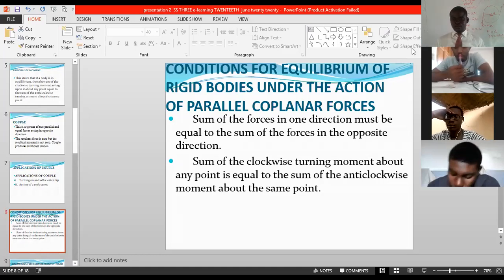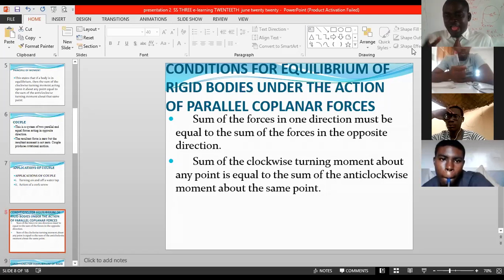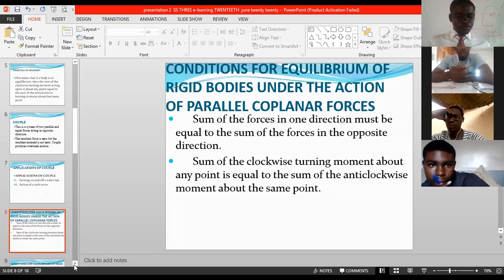It's applied in modeling. Models are expected to have square shoulders to walk. If you look at them, they walk like robots. Why? Because they must have square shoulders. Their shoulders must be at equilibrium. Thank you.